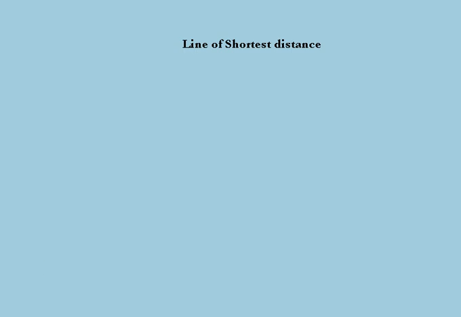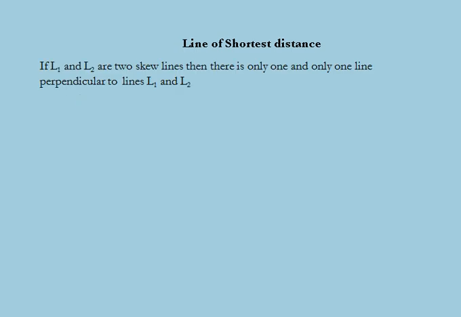If we consider lines L1 and L2 that are skew lines, that is, which are neither parallel nor intersecting, then there is only one line which is perpendicular to both the lines, that is L1 and L2, and this line is known as the line of shortest distance.